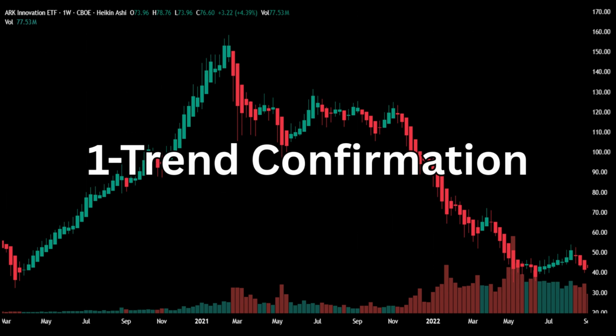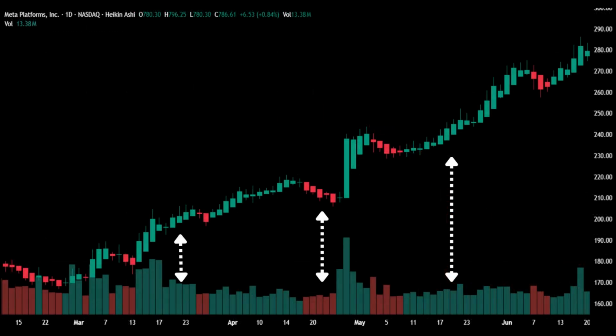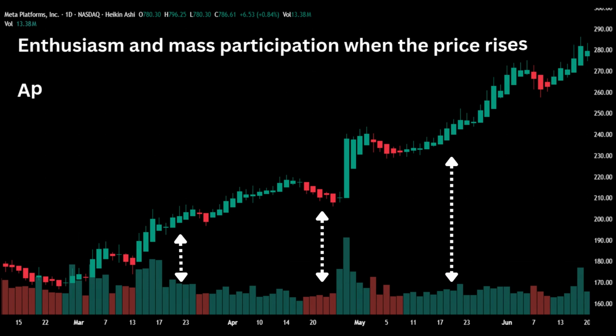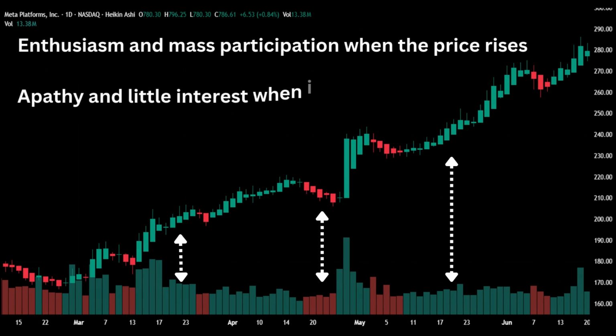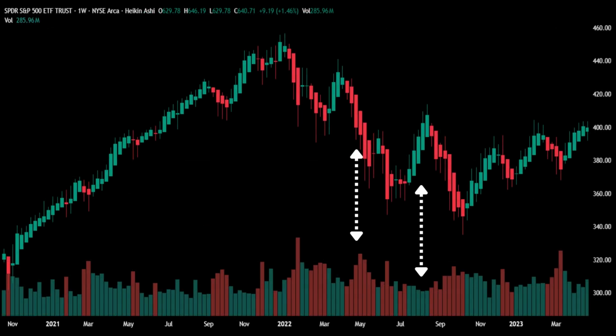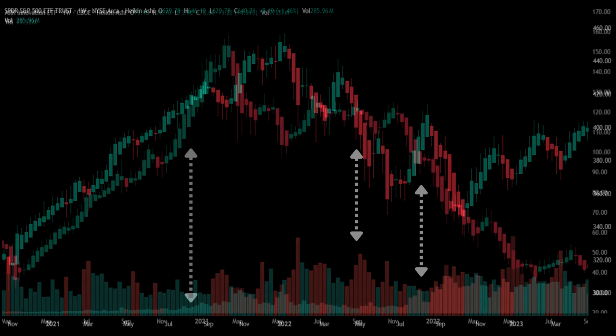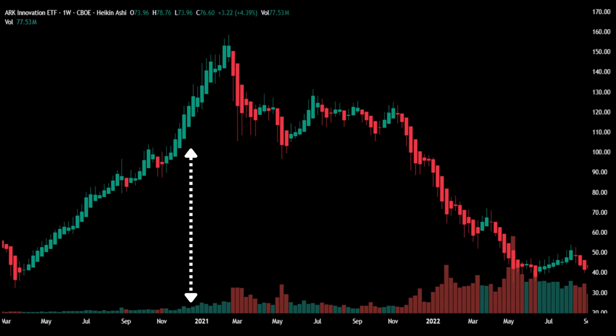First, trend confirmation. In a healthy, strong uptrend, we should see volume increase on the up moves and decrease on the pullbacks. This tells us there's enthusiasm and mass participation when the price rises, but apathy and little interest when it corrects. This is a sign of strength. In a downtrend, it's the opposite. Volume should be high on the drops and low on the bounces. If you see a trend advancing on declining volume, that's a warning sign. The trend is running out of gas.